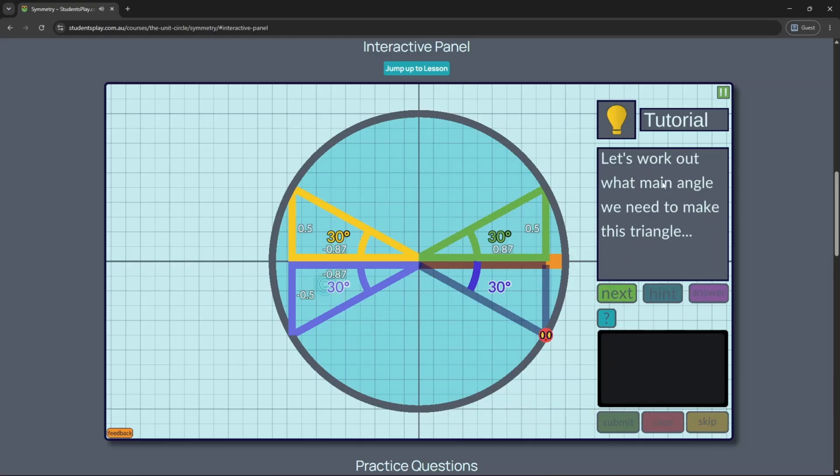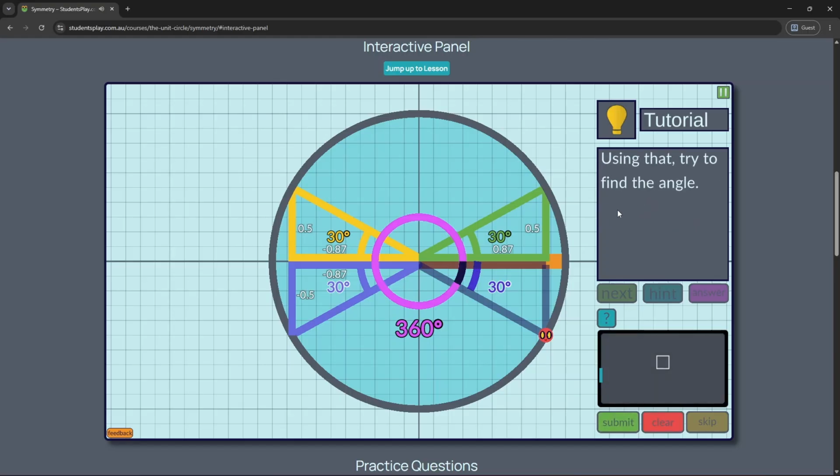Let's work out what main angle we need to make this triangle. For this one, we can use the fact that a full rotation will be 360 degrees, but then we could come back 30. So using that, try to find the angle. So 360, and then 30 less than that would be 330. Cool.